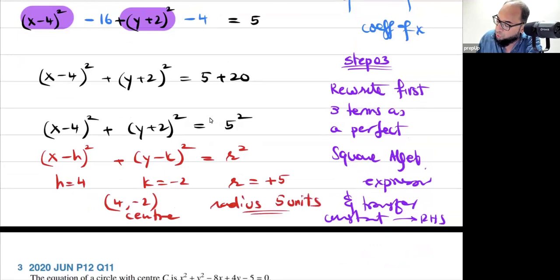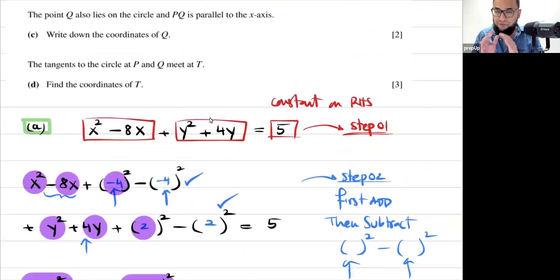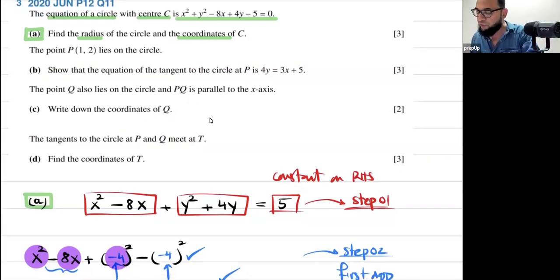All good, all clear? Just have a good look. So now in this question, the very first thing that we have learned is the process of completing the square. We have seen it for quadratics. Now we have seen the same knowledge of quadratics applied to the equation of a circle. I hope it's all good, all clear. Now let's move on.